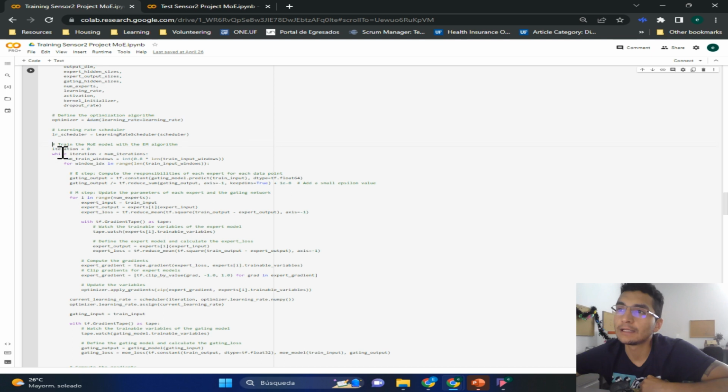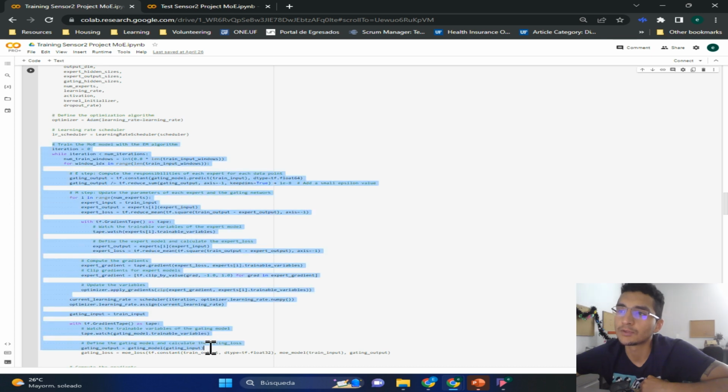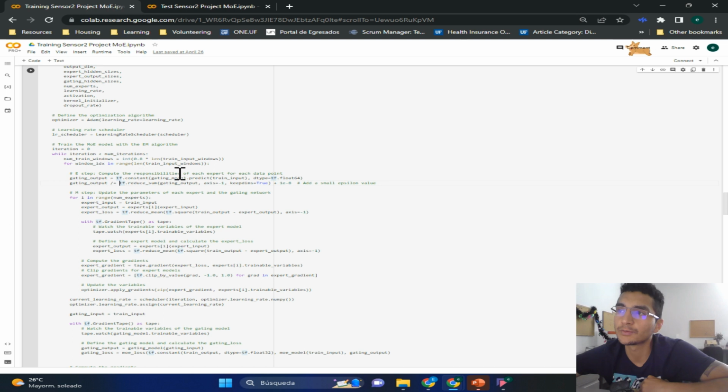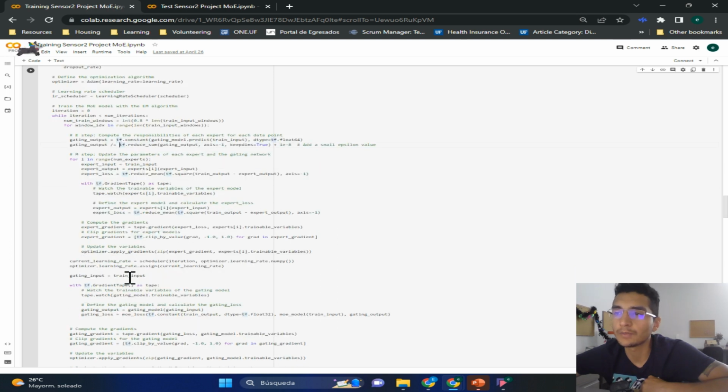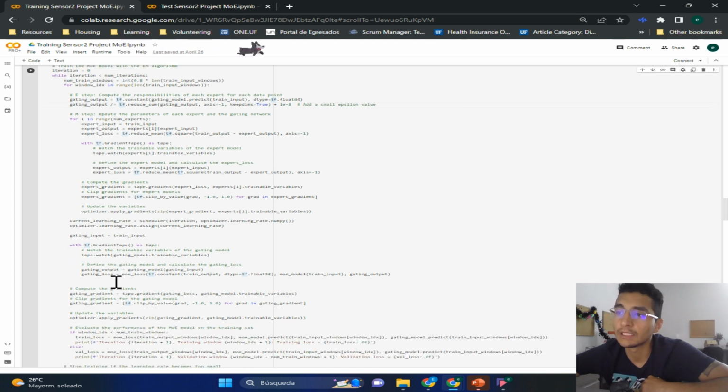And this is where the expectation maximization process is happening. Over here, we compute the responsibilities of each expert, and then we have the maximization steps, where we first compute all the input, output, and loss values of the experts, and then we calculate the gradients, and we use the gradients to update the parameters of the model of the experts. And then we do the same with the gating network. We compute the parameters, we compute the loss, we compute the gradients, and with the gradients we update the parameters.